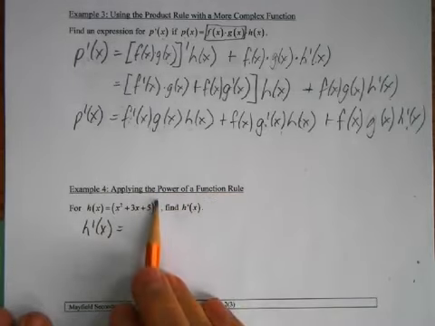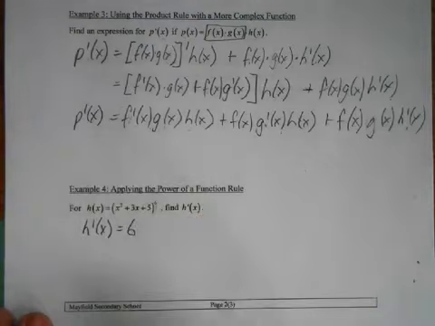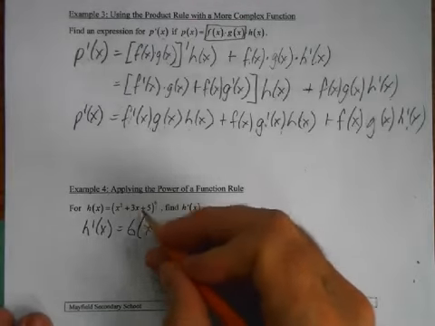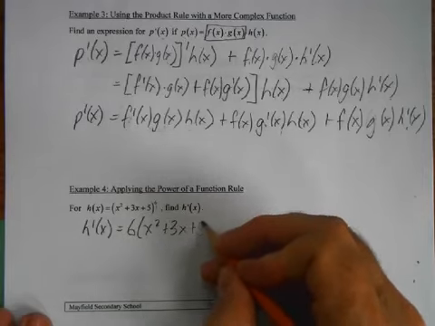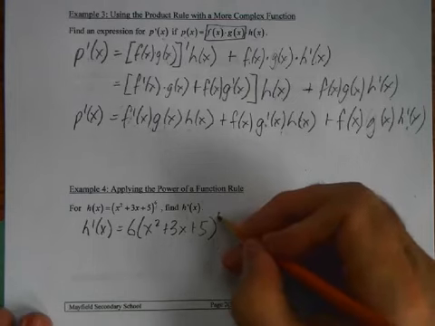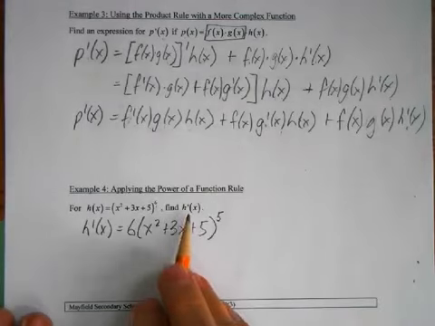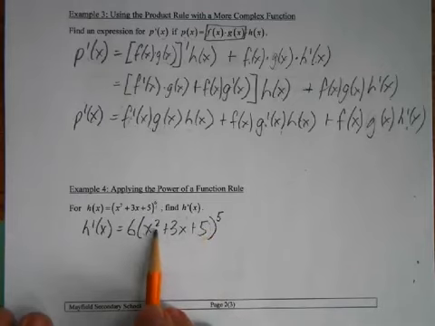So again, we start by taking the exponent, putting it out front with the coefficient, multiplied by the original base in the brackets. And now we reduce the exponent by 1, so that's now to the fifth. And now we also have to take the derivative of the inside function. Okay, so that's going to be a 2x plus 3.